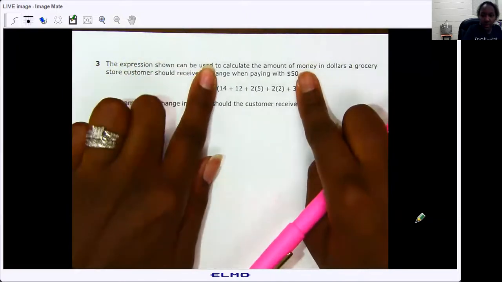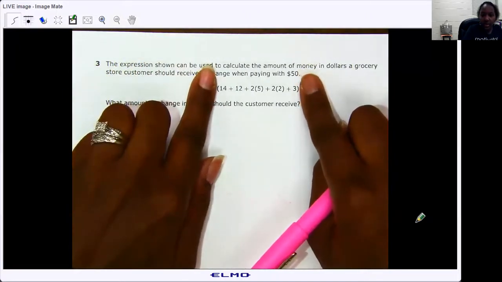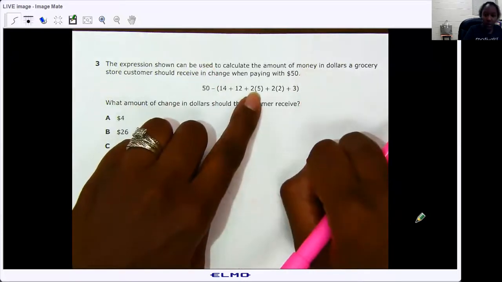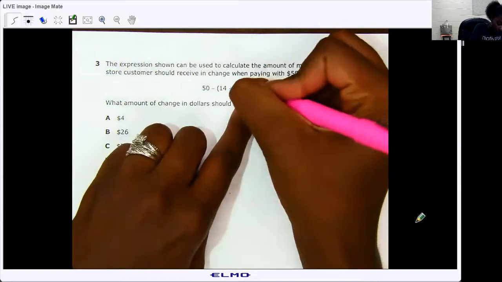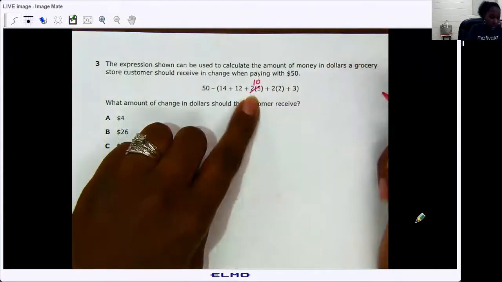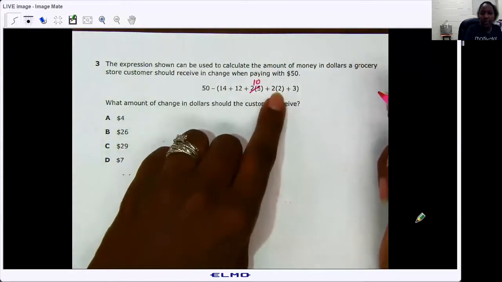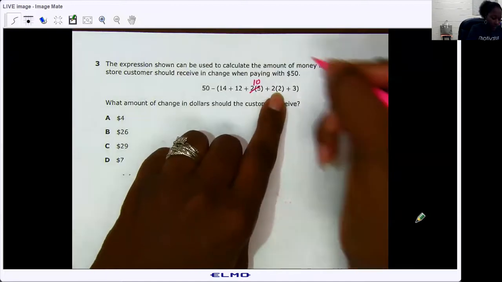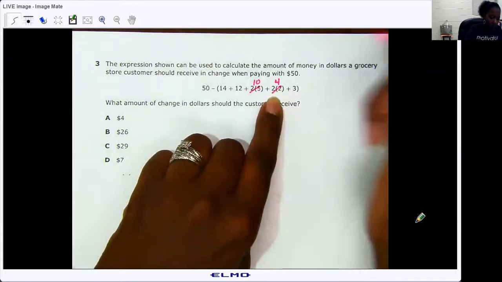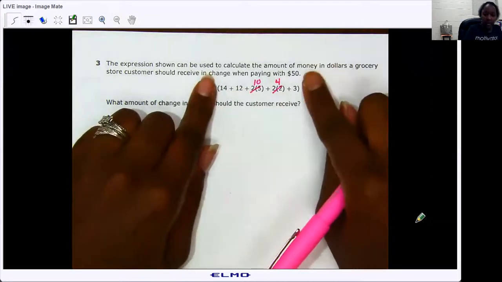So if I just focus on the parentheses, inside the parentheses, I have addition and I have multiplication. According to PEMDAS, I need to deal with multiplication first, then the addition. So my first multiplication is right here. 2 times 5. I'm going to go ahead and cross that out and put a 10. And then the next set of multiplication I see right here. 2 times 2, that is 4. Okay, all right. I've taken care of my multiplication.